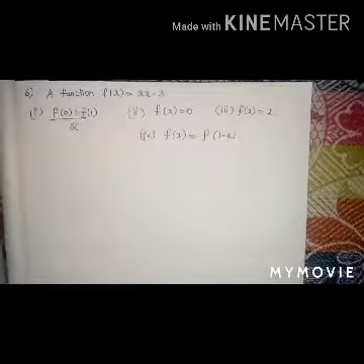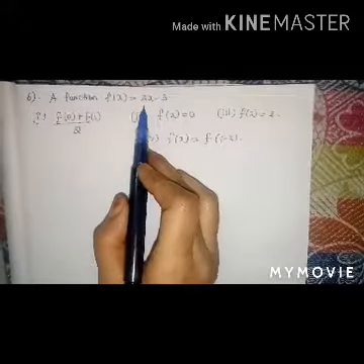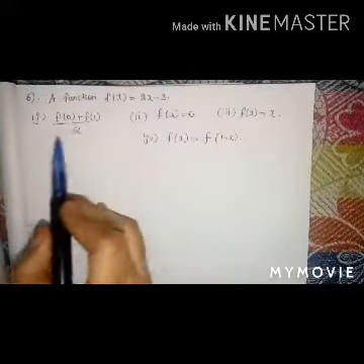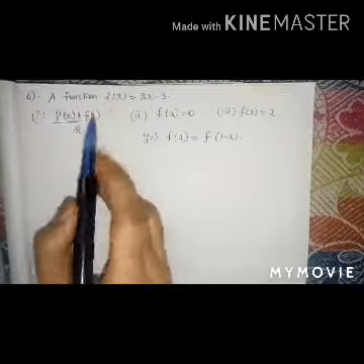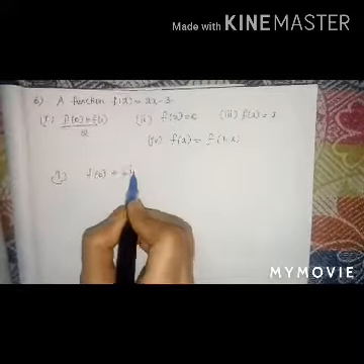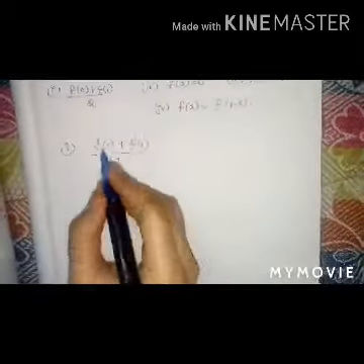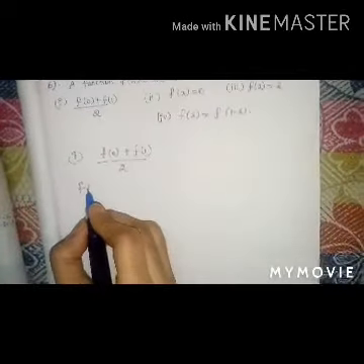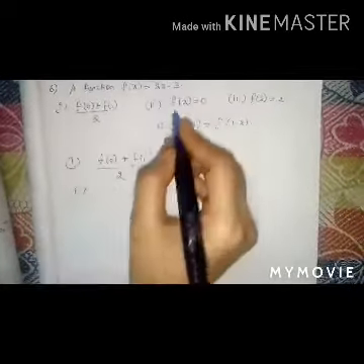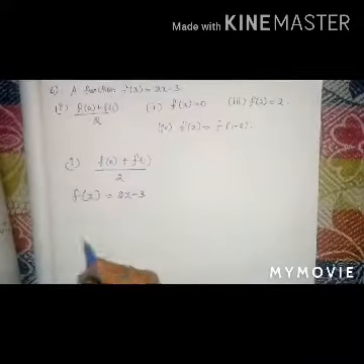Next, question number 6. Our function f of x is equal to 2x minus 3. They asked to find the first question as f of 0 plus f of 1 by 2. Here we have two function values. First let us find f of 0. Before finding f of 0, let me write the function. f of x is equal to 2x minus 3.